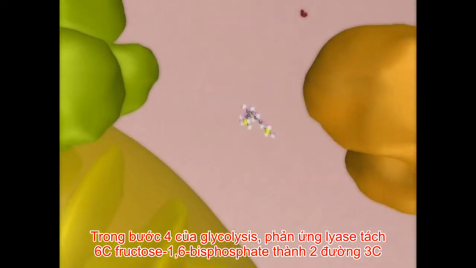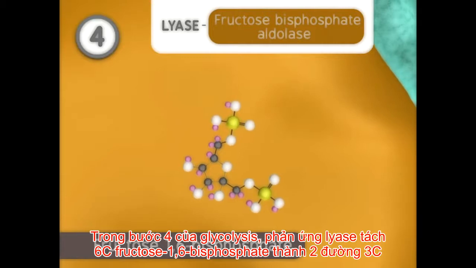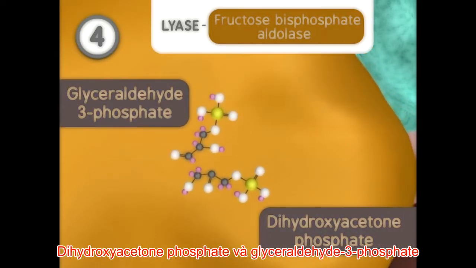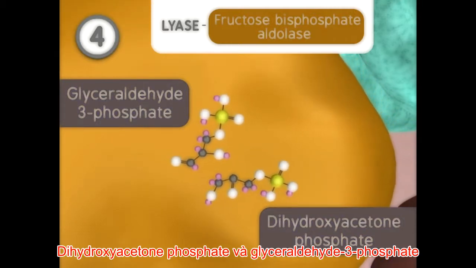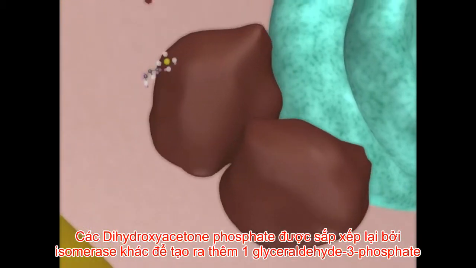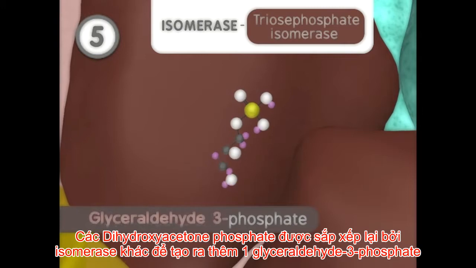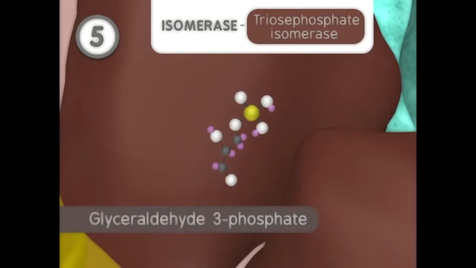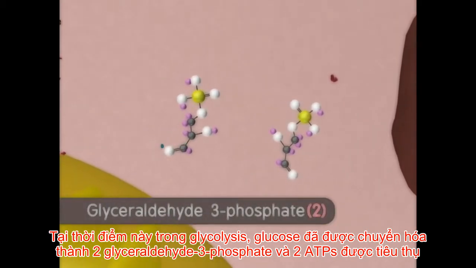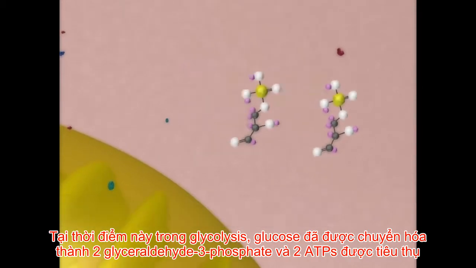In the fourth step of glycolysis, a lyase reaction splits the 6-carbon fructose 1,6-bisphosphate into two 3-carbon sugars, dihydroxyacetone phosphate and glyceraldehyde 3-phosphate. The dihydroxyacetone phosphate is rearranged by another isomerase to form a second glyceraldehyde 3-phosphate. At this point in glycolysis, glucose has been metabolized into two glyceraldehyde 3-phosphates and two ATPs have been consumed.